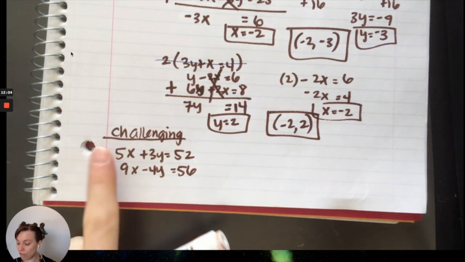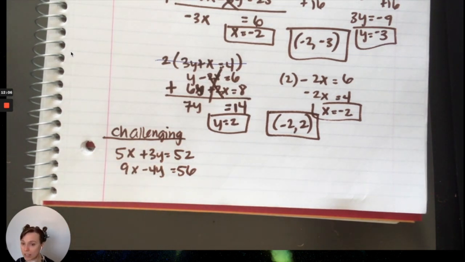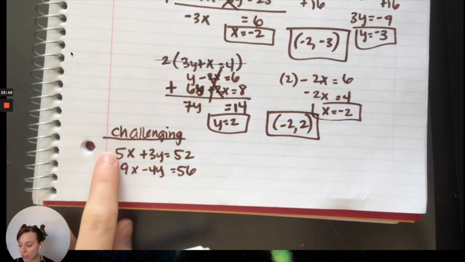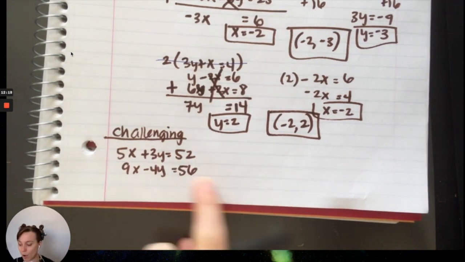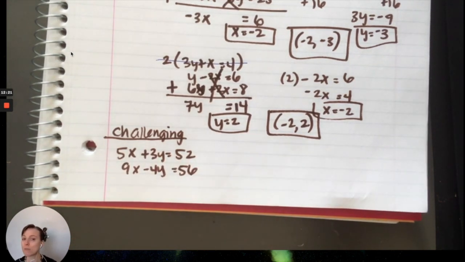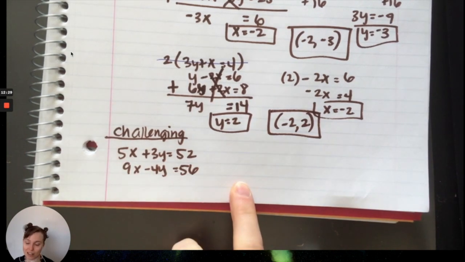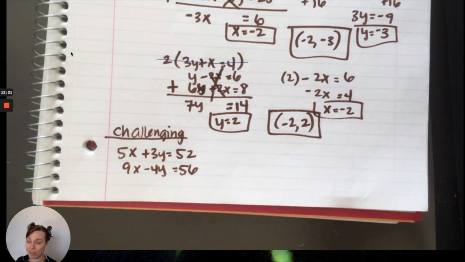So 5 and 9, if I want to make them opposite coefficients, the smallest number I could do would be 45. But you could do any number greater than that. You could do 45, you could do 90, you could do any multiple of that. But 45, I would multiply the top one by 9 and the second one by 5. But I'd have to make one of them negative. It doesn't matter which one, but as long as one is negative, then it will make an opposite. So I'll have a 45x and a negative 45x as I distribute through to every single term.